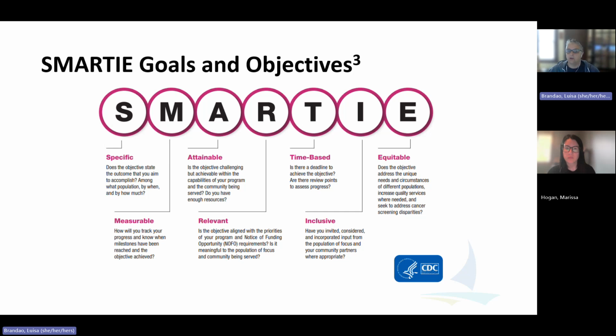And then equity. Do you have different groups that are participating in this program? Are you ensuring that you're taking into account the needs and circumstances and that you are addressing disparities that may be present and inherent in those communities in a way that is equitable? So that is your SMARTY goals and objectives, and we can help you as you continue and as you participate in this public health Community Institute. We are happy to help work with you on developing those SMARTY goals and objectives.